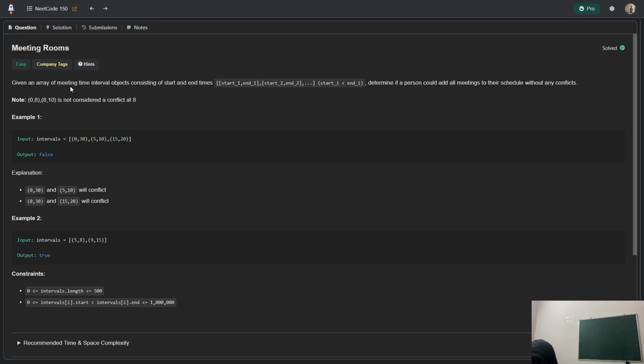Given an array of meeting time interval objects consisting of start and end times, start time of 1, end time of 1, start time of 2, end time of 2, in such a way that start time of i is less than end time of i. Determine if a person could attend all meetings on their schedule without any conflicts. Whatever meetings we have scheduled, they're asking if a person can attend all of them; even if one meeting is missed, the answer is no.